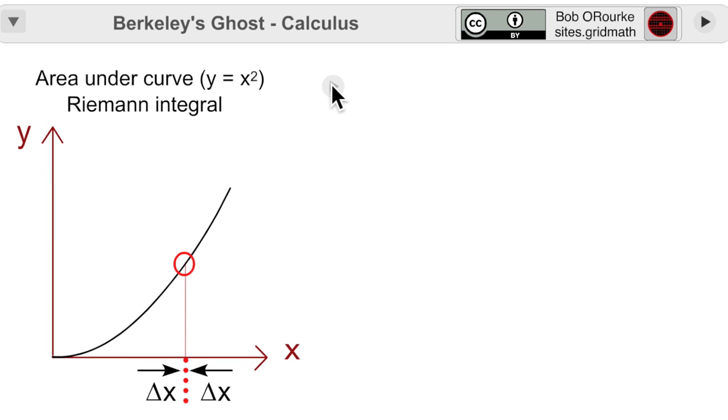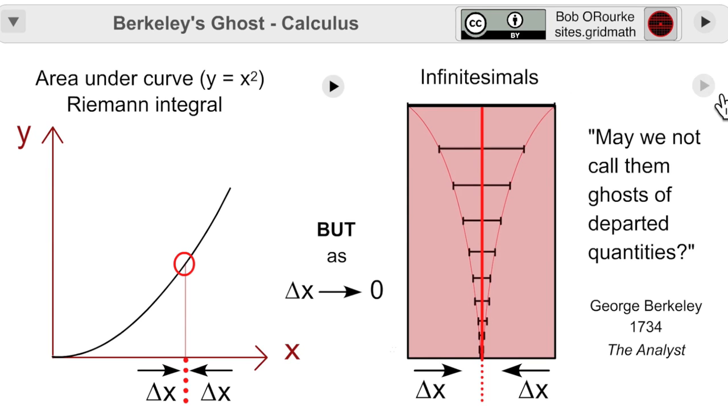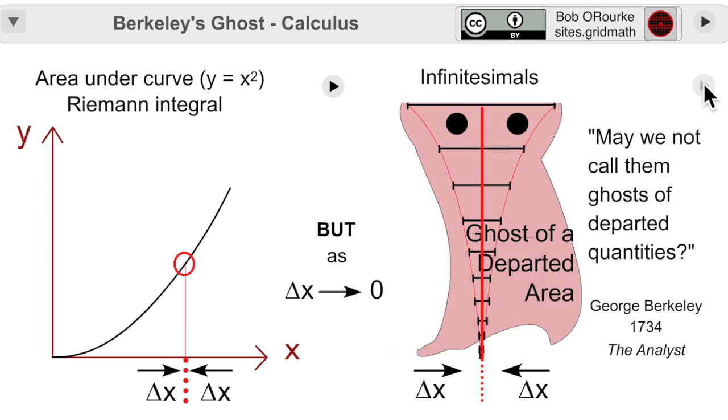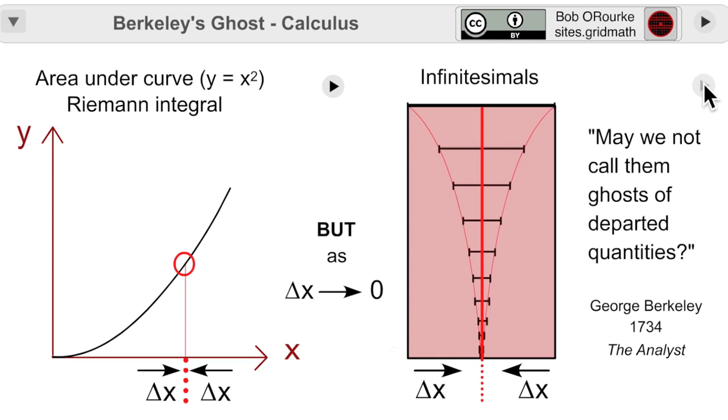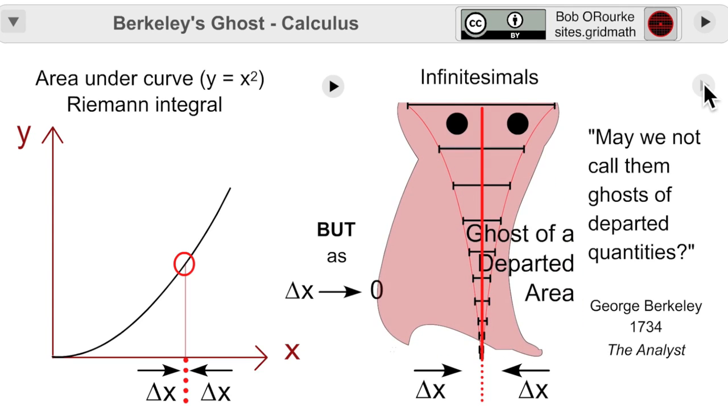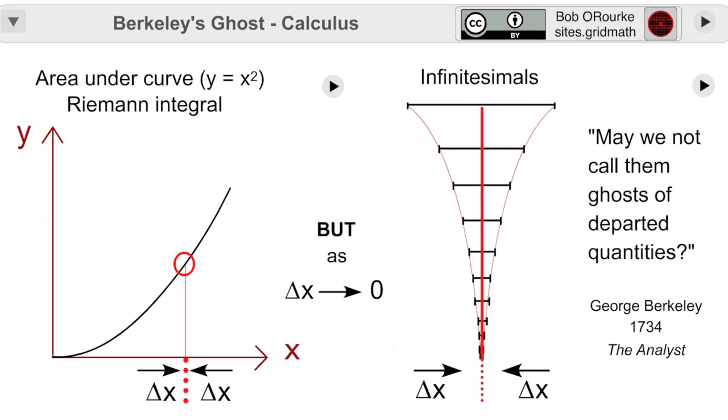However, as delta x approaches zero, you get what George Berkeley called a ghost of a departed quantity. That is, a line really has no width and therefore no area. He said this in 1734 as a criticism of the very informal and unrigorous foundations of calculus at that time.